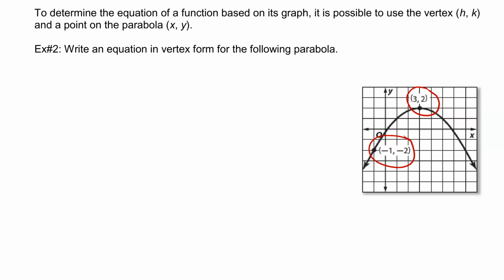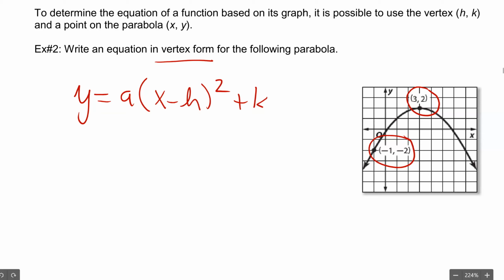So, it has to be in vertex form. So on the board, I will write y equals a times x minus h squared plus k. My vertex is literally h comma k. My vertex here is 3 comma 2. So I can plug in 3 for h. I can plug in 2 for k.